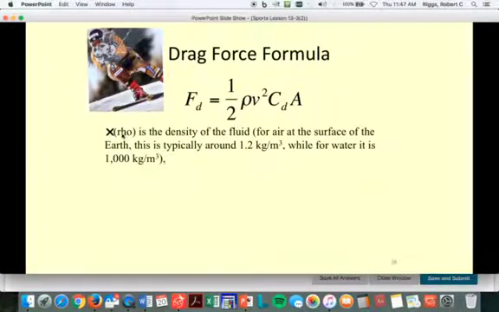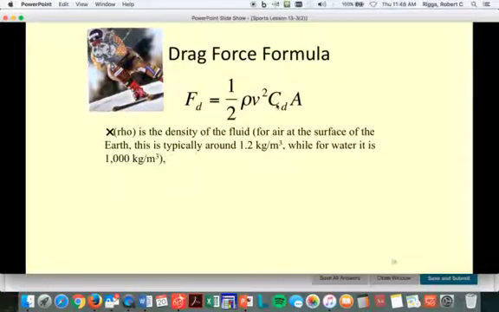What does the formula mean? This rho is the density of the fluid, the air, 1.2 kilograms per cubic meter. V is the speed that he's going. He reached about 80 miles an hour. Bode Miller, when he won his gold, was going about 81, 82 miles an hour.